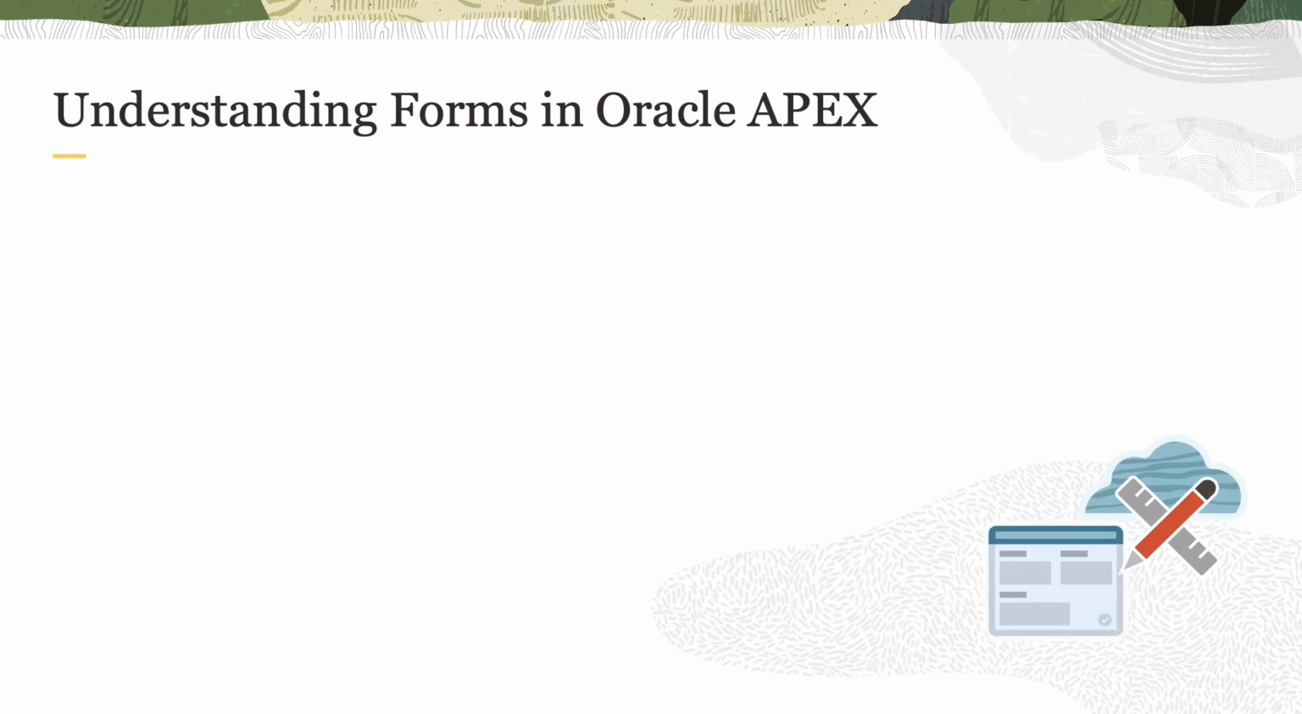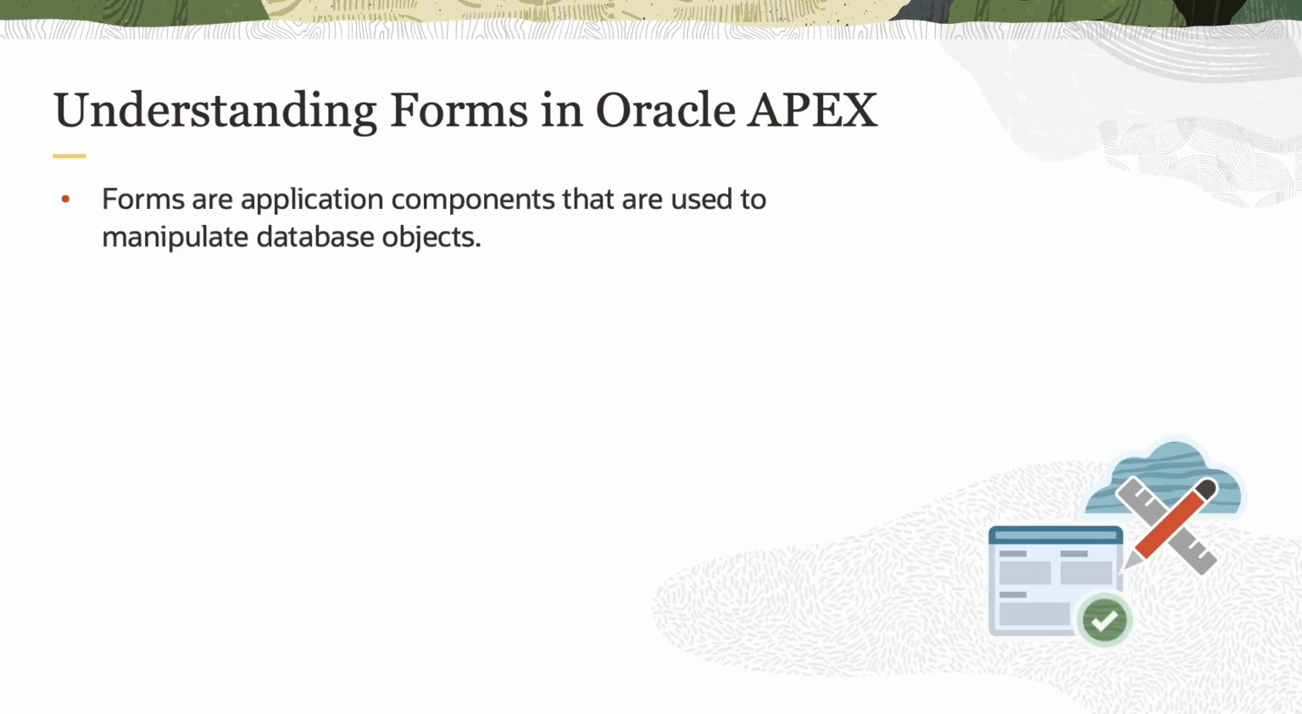Let's understand forms in Oracle Apex. Forms are application components that are basically used for data input from end users. An application form takes input from an end user and saves it into the Oracle database when they submit the page by clicking Apply Changes or Save. For example, you use a form to insert data into the employees table.